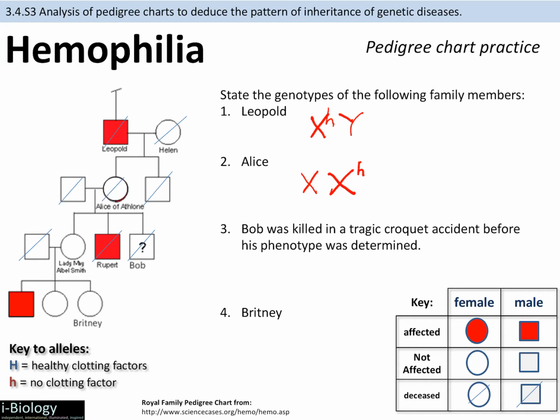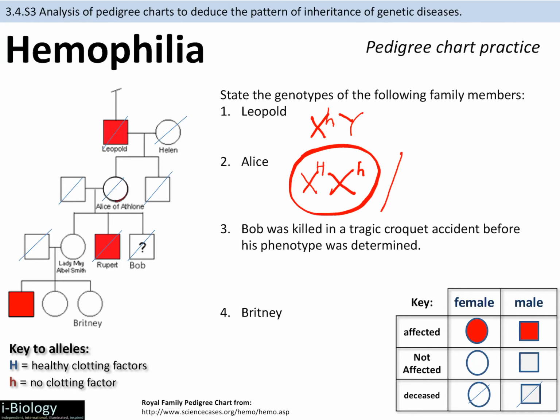But we do not know whether Helen is a carrier or not. Can we get any idea whether Helen is a carrier or not? No. So both options are possible for Alice. But looking at it, it's not shaded, so we'll go with this one. Okay, if it is small h, it would be shaded, right?